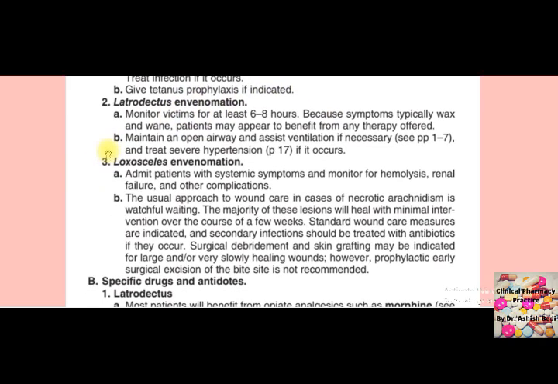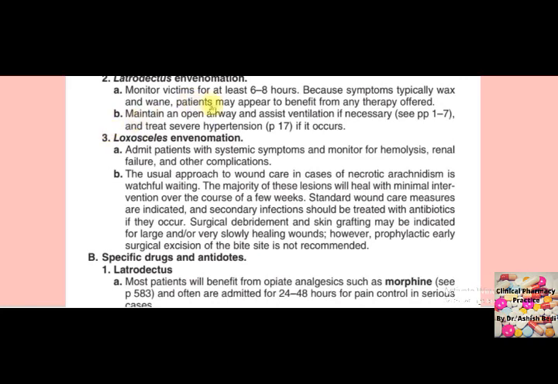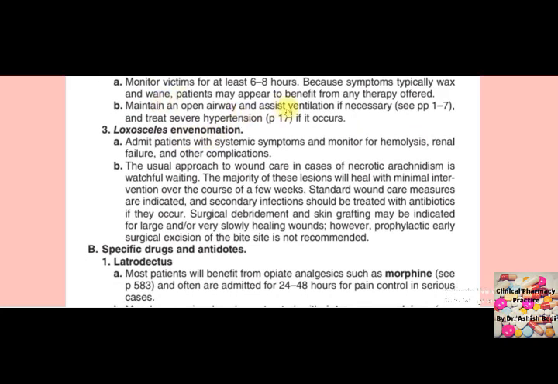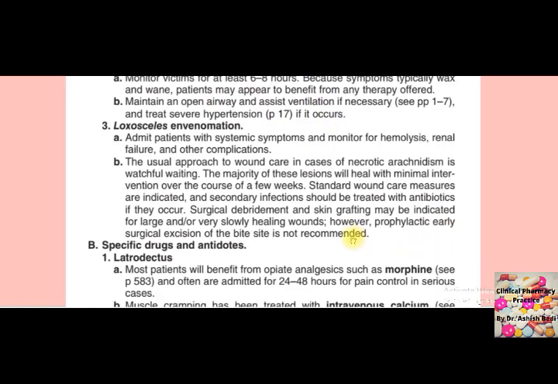Now, Latrodectus envenomation. Monitor victims for at least 6 to 8 hours. You have to monitor because symptoms typically wax and wane, on and off. The patient may appear to benefit from any therapy offered. Then again, maintain an open airway, assist ventilation, and treat hypertension if it occurs. Always keep the patient's airway open, and if the patient needs ventilation, assist with ventilation also.